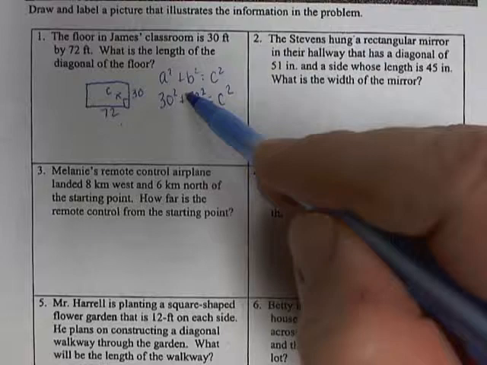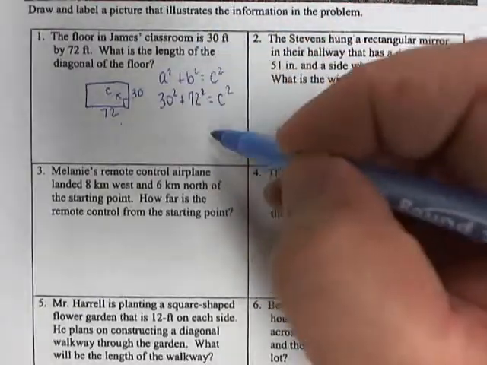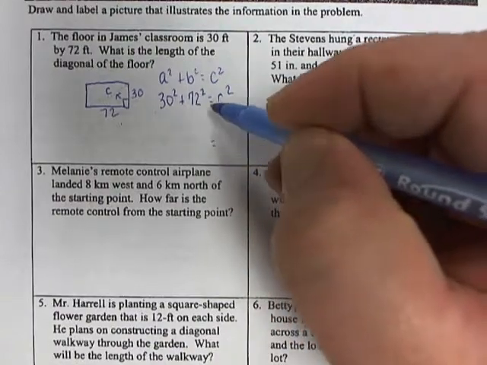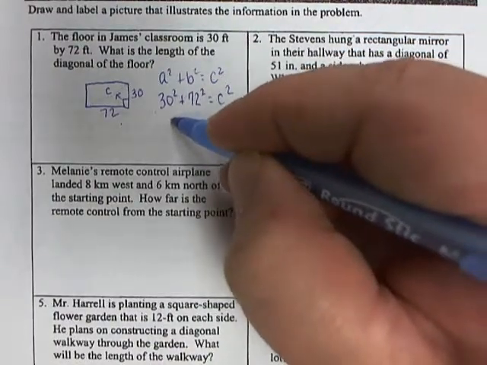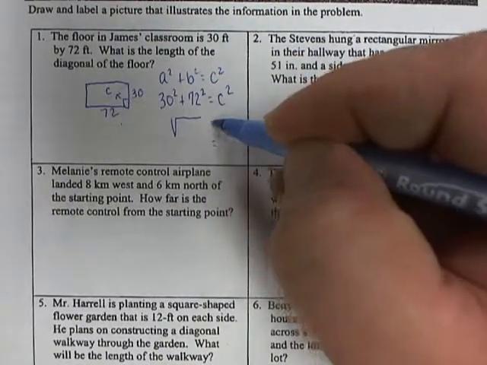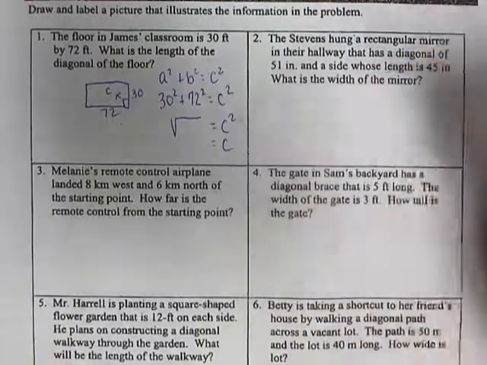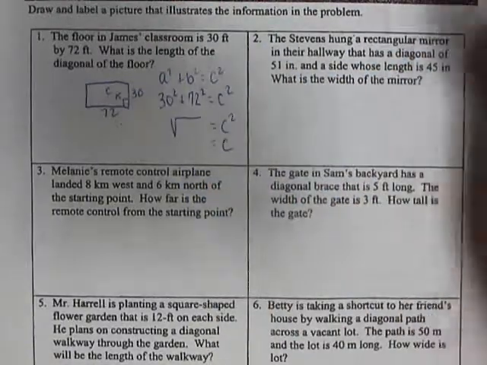So you're going to square 30, add to that the square of 72, and then your answer is going to be the square root of those numbers. After squaring and adding them together, you're going to take the square root, and you're left with C equals whatever that answer is.